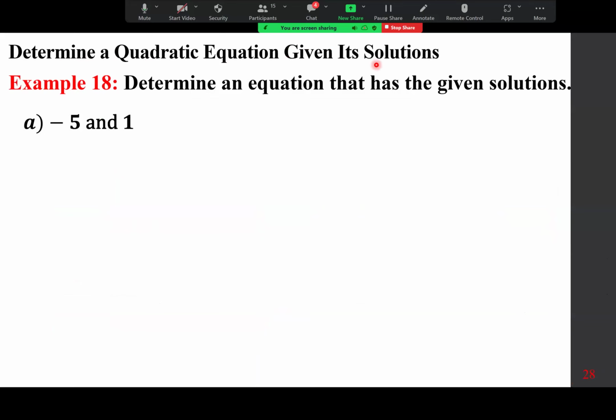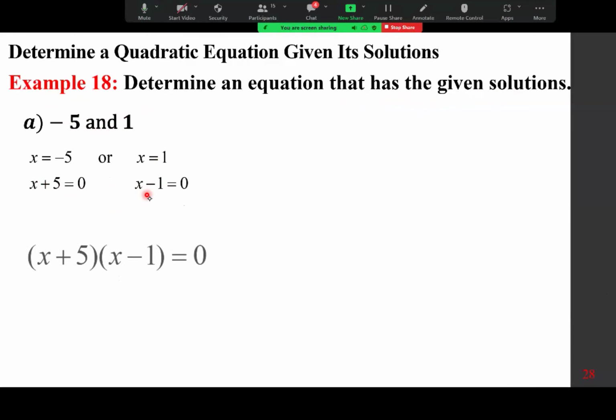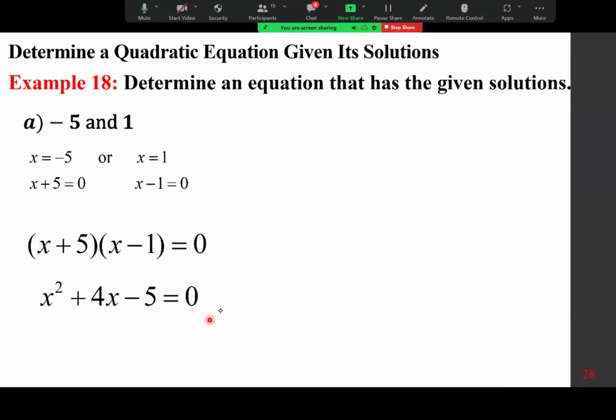Determine a quadratic equation given its solution. In example 18, determine an equation that has the given solutions minus 5 and 1. When the solution is minus 5, you write x equals minus 5. When it's 1, you write x equals 1. X equals minus 5 means x plus 5 is 0. This means x minus 1 is 0. So because those are the solutions, and this is 0, this is 0, their product is 0. And this is, of course, x squared. 5 and minus 1 is positive 4, plus 4x minus 5 equals 0. So this is the equation they're looking for.